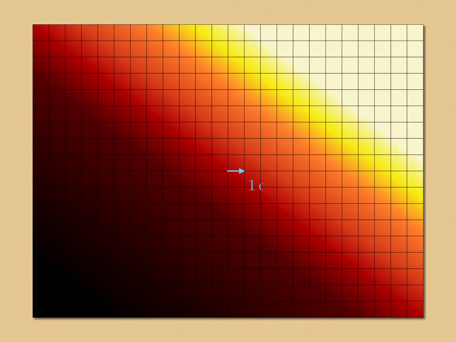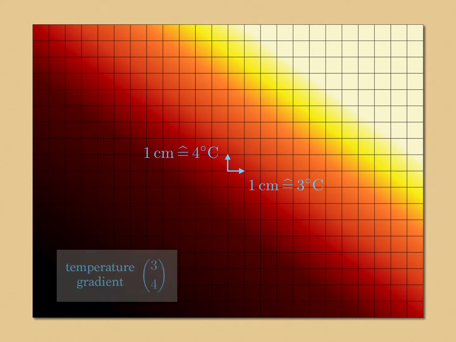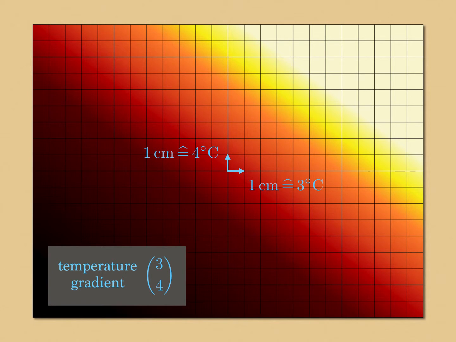Imagine a metal plate heated to different temperatures at different places. The lower left corner is cold and the upper right corner is hot. One way of describing this is to state the rate of change of temperature in both x and y directions. Both rates, written as a vector, are called a gradient. Just don't think of it as a translation vector since its components are not lengths.